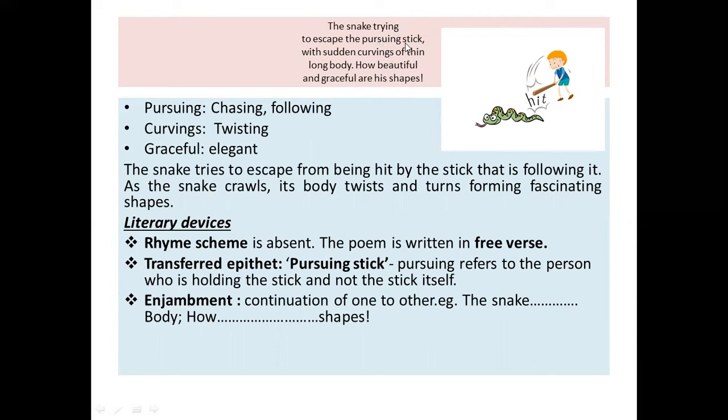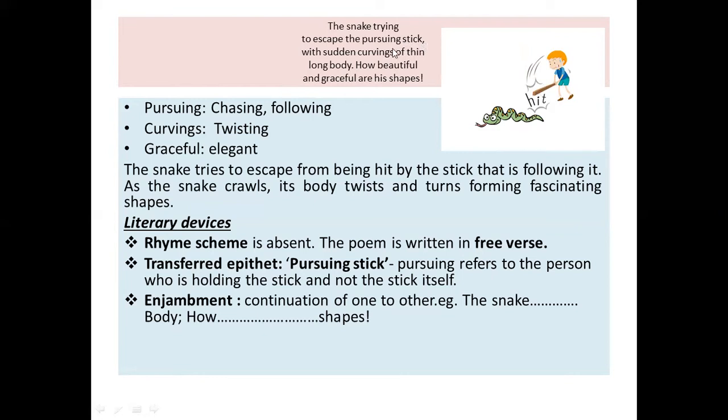And here pursuing stick. Actually, who is pursuing the snake? A boy, a man is pursuing the snake, not the stick. So here, pursuing stick refers to the person who is holding the stick, not the stick itself. So here, it is transferred epithet. When before a noun there is a gerund or an adjective, it is known as transferred epithet.